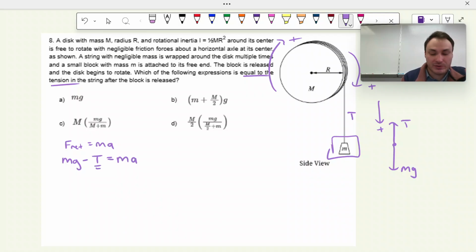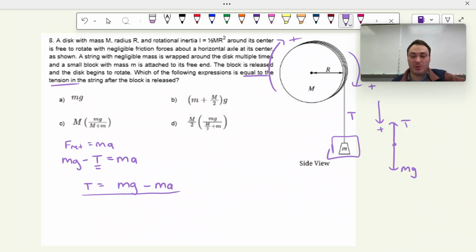We're solving for this force of tension. So tension is going to be equal to mass times gravity minus mass times acceleration. So here's what our tension is equal to, but the problem is none of these values have acceleration. So that means we're going to have to look at this another way. We're going to have to do something to cancel out this acceleration, and we can find what that will be by looking at the system rotationally now.